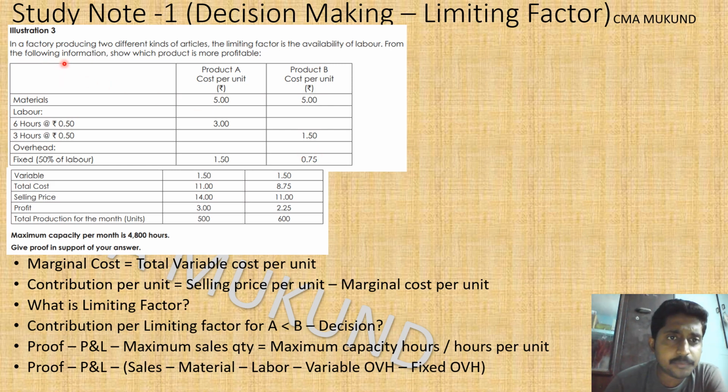In a factory producing two different kinds of articles, the limiting factor is the availability of labor. From the following information, show which product is more profitable. So here is one small twist. Here also it is very similar. We have to find which product is more profitable. But one more detail is that the limiting factor is availability of labor.